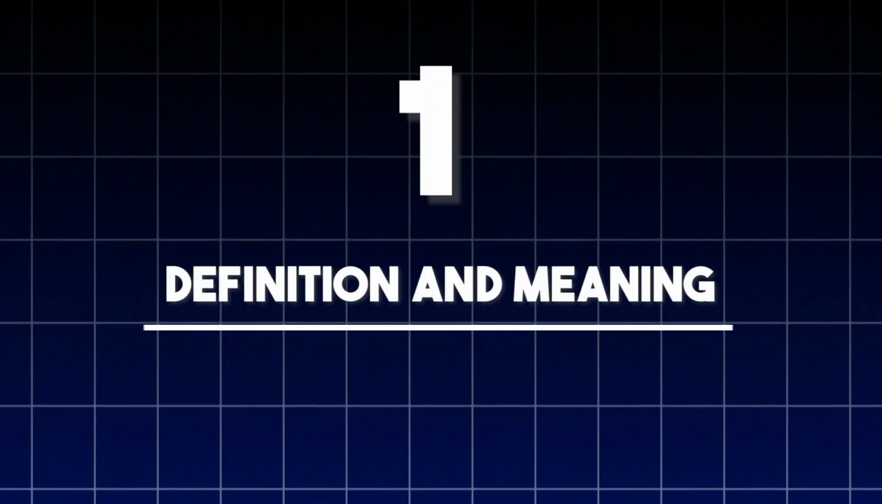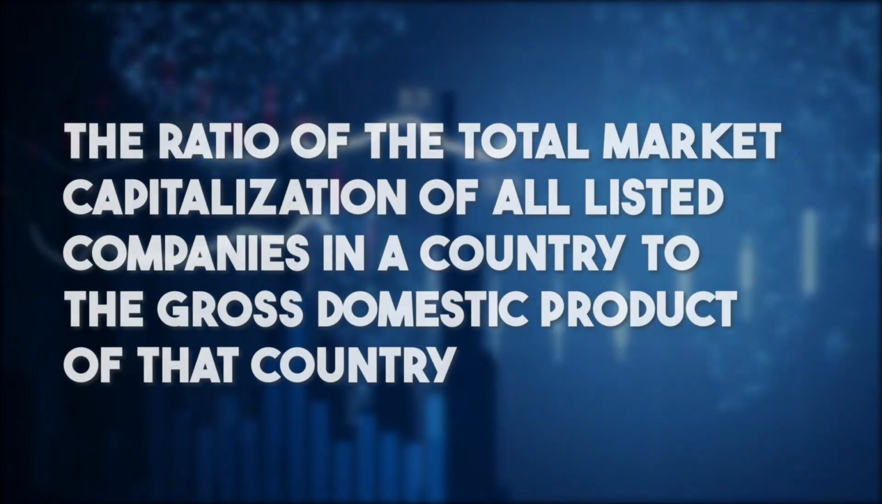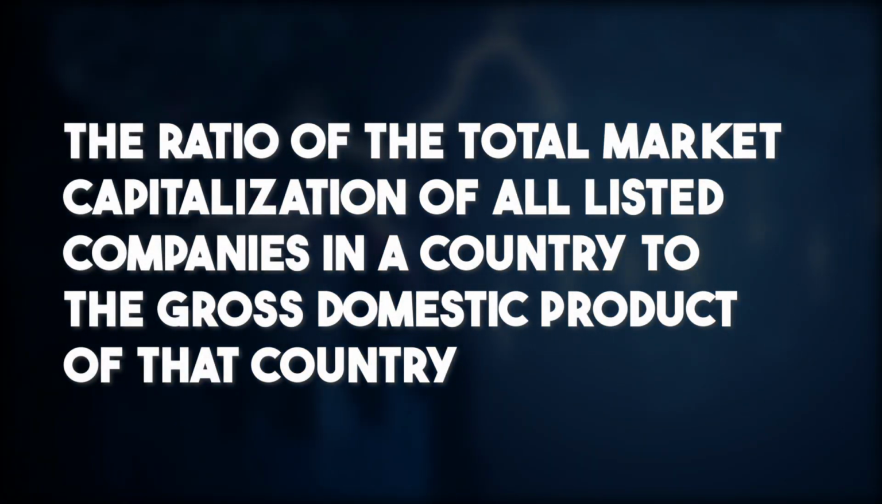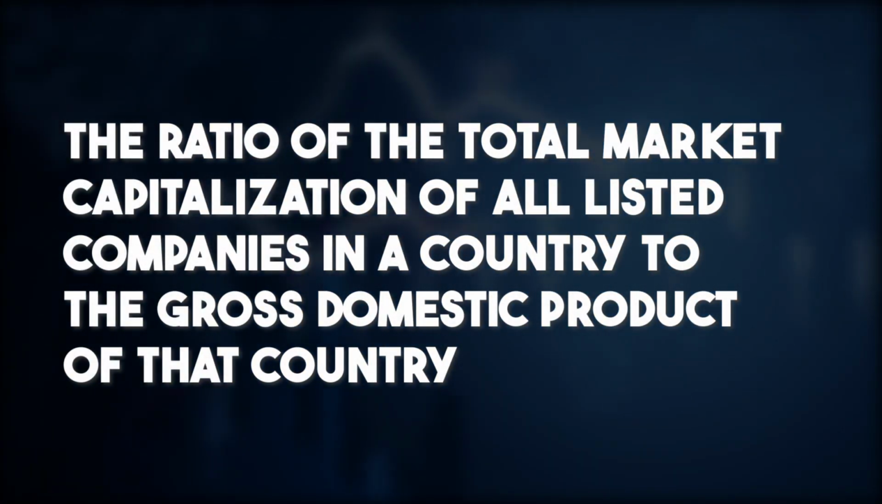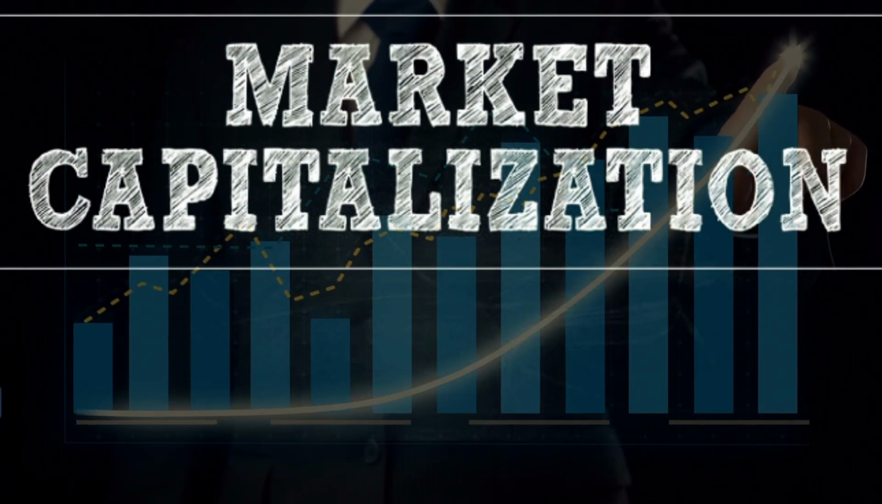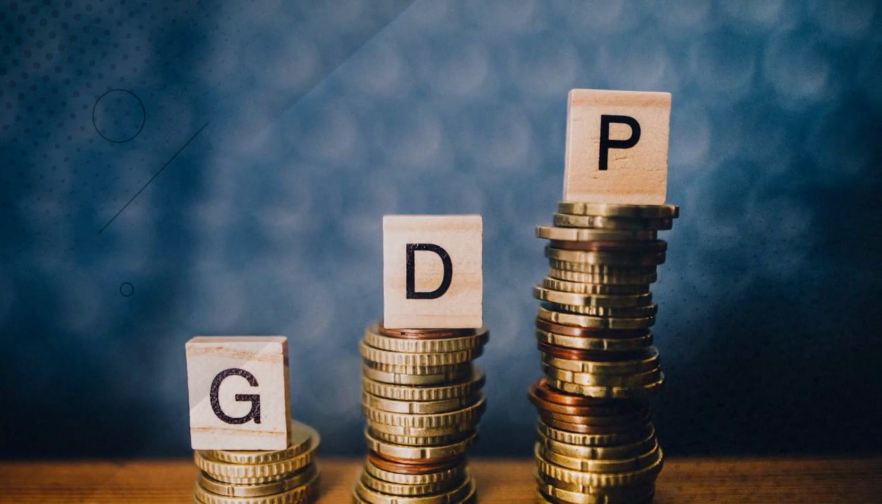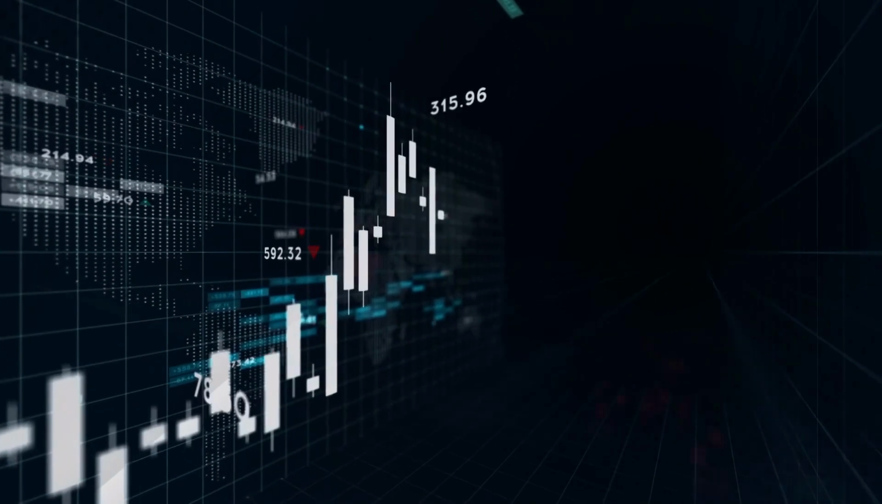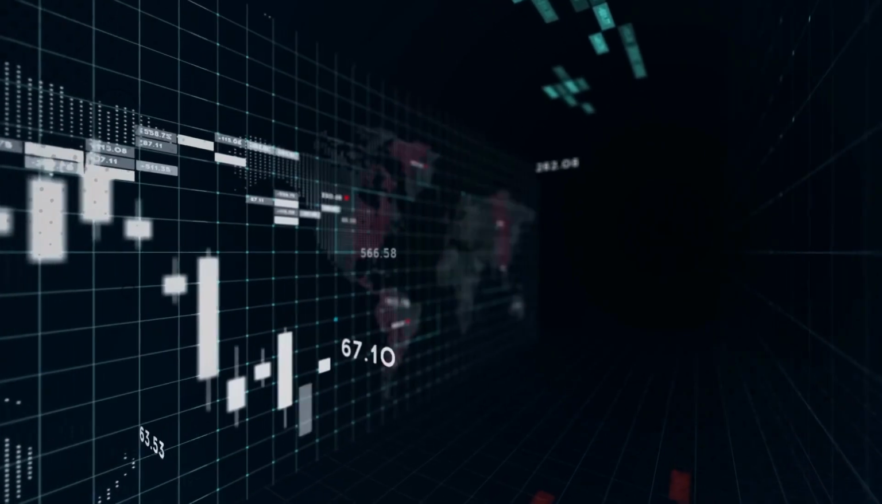Definition and meaning. The Buffett Indicator measures the ratio of the total market capitalization of all listed companies in a country to the gross domestic product of that country. The idea behind it is simple. If the market capitalization is very high in relation to GDP, the stock market could be overvalued. If it is low, the market could be undervalued.